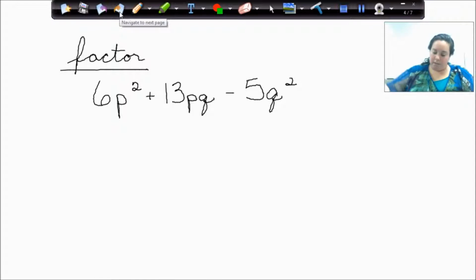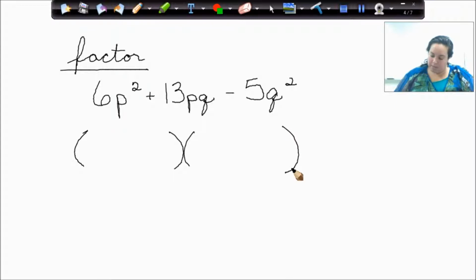Okay. Here's a little bit more complicated one. Same idea though. We want two binomials that multiply to give us this trinomial. So if we look at this, we need two things that multiply to give us 6p squared. We have some options. We could have p and 6p. We could have 2p and 3p. Let's first try 2p and 3p. We may have to come back and change it, but we're just going to try it.